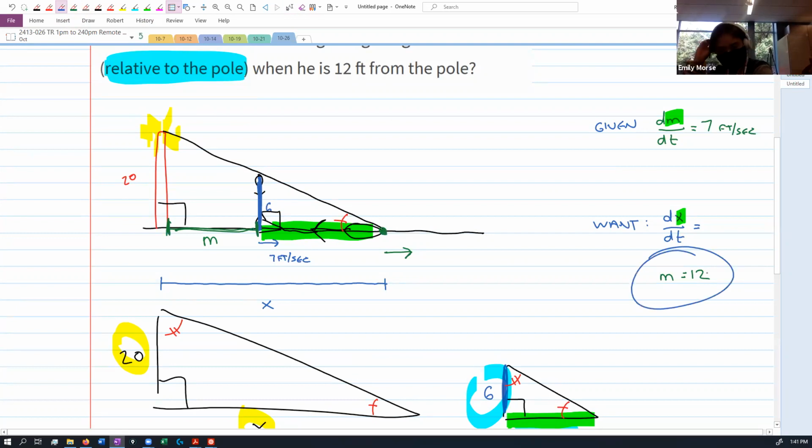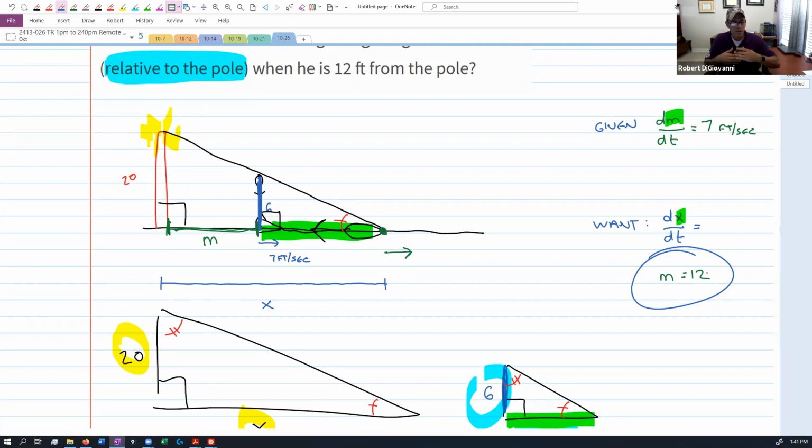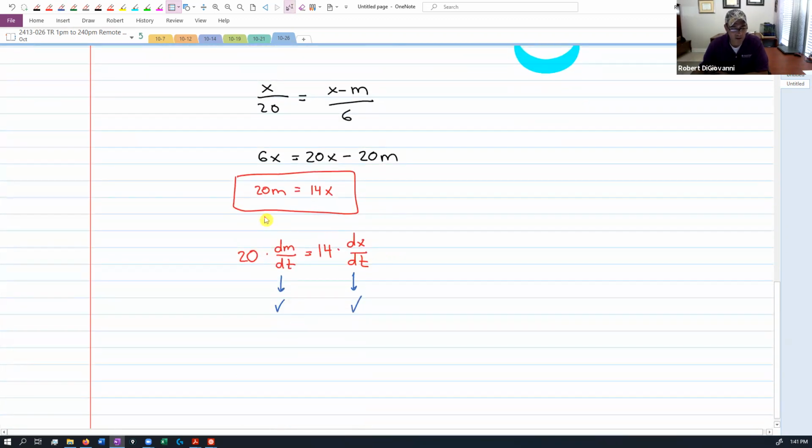M is 12. How does that factor in? How does the M being 12? Somehow I'm supposed to be talking about how fast his shadow is moving when he's 12 feet away from the pole. What is this telling us about his distance from the pole? Saying it doesn't actually matter. It doesn't matter. The shadow's moving at a constant rate as well.